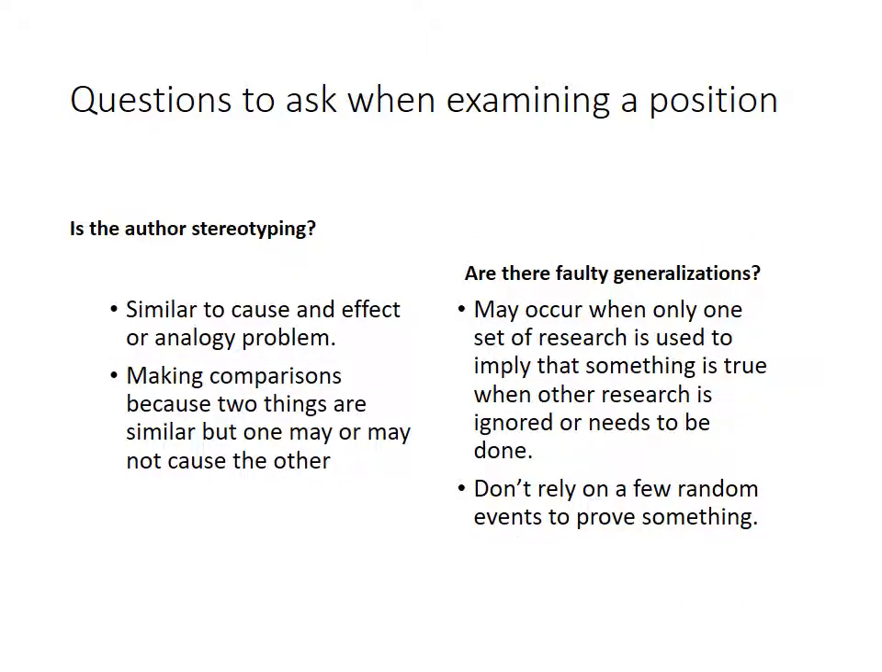Another thing you can look at is whether the author is stereotyping. It's similar to the cause and effect or analogy problem, making comparisons between two things because they're similar, but one may or may not cause the other. And are there faulty generalizations, which may occur when only one set of research is used to imply that something is true, when other research is ignored or needs to be done. Don't rely on a few random events to prove something. So good statistics would use a broad research set with a lot of numbers, a lot of data, and not just focus in on one small set of research that may not be good research.